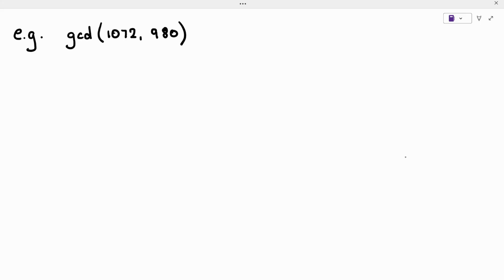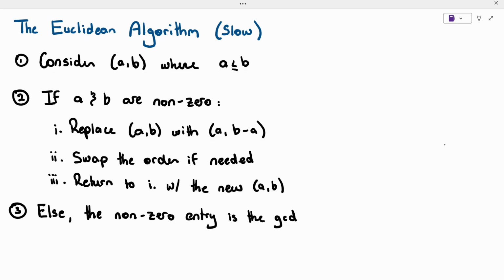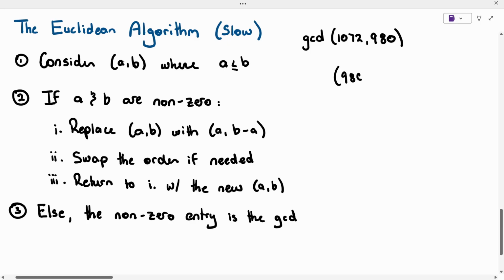So what happens now when we need to find the GCD of two incredibly large numbers? Well, there's an algorithm we can employ to help us. So this algorithm, which is called the Euclidean algorithm, is going to take the pair 980 and 1072 and subject it to these steps. So first, to find the GCD of 1072 and 980, we'll write 980 first since it's smaller than 1072. Then we subtract.